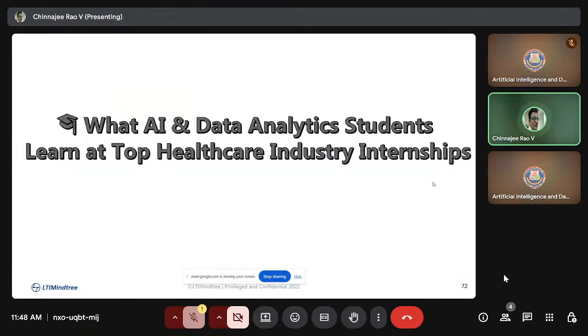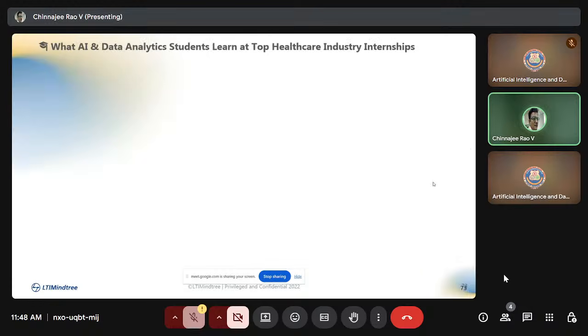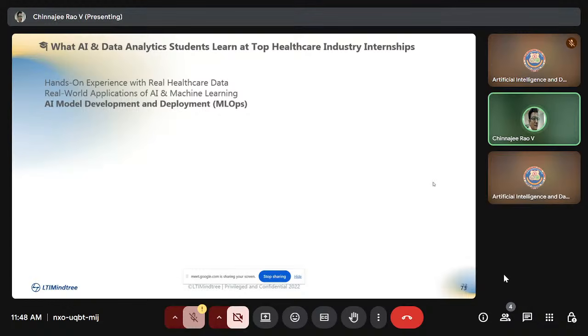So what students will learn at the top industries if they are an intern: hands-on experience with real healthcare data, real-world experience in AI, then AI model development with MLOps. Now a new word is Ops, operations. For those working on the cloud, we call it CloudOps. Those working in AI/ML, we call it MLOps. Those working in systems, we call it SysOps. Ops means operations. Those who are working deeply in an area, we add Ops at the end. So MLOps means those who are working on AI/ML.